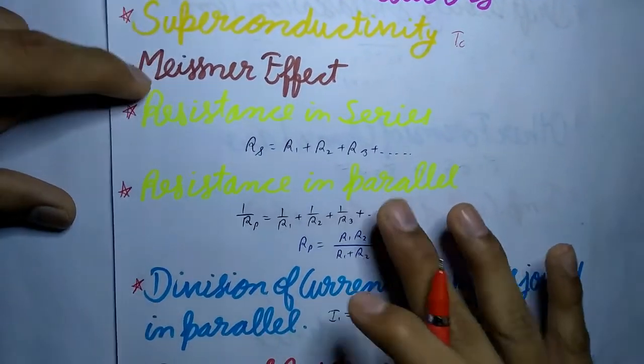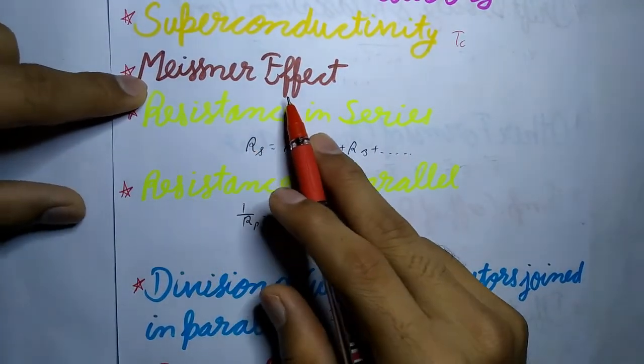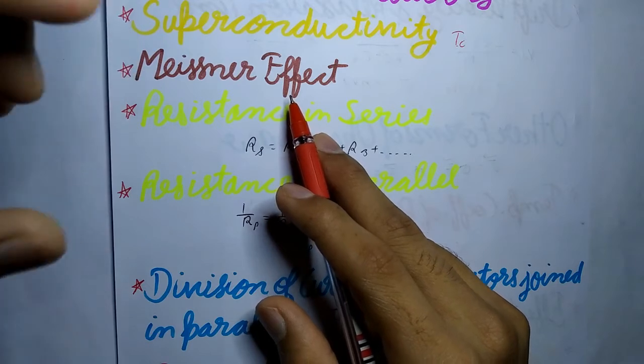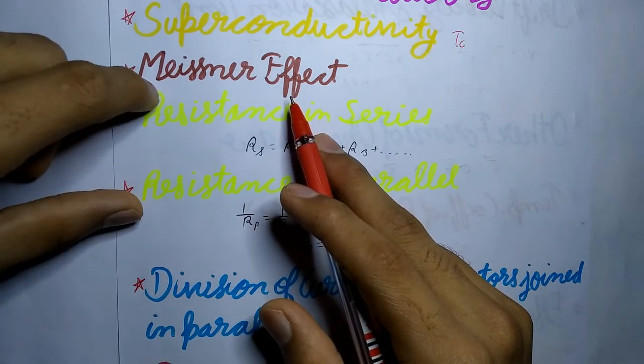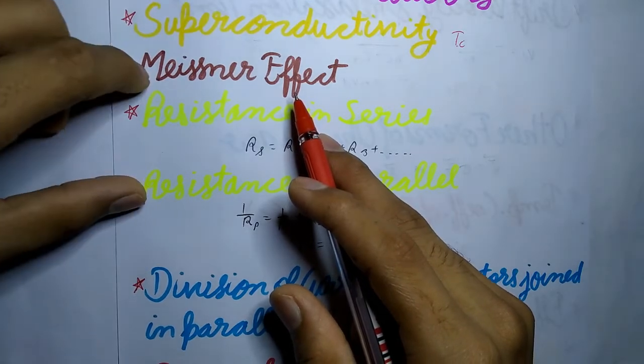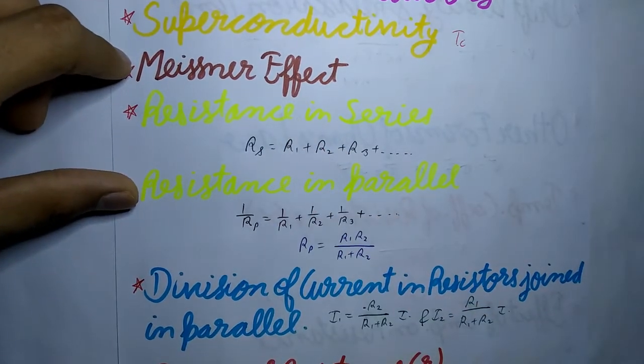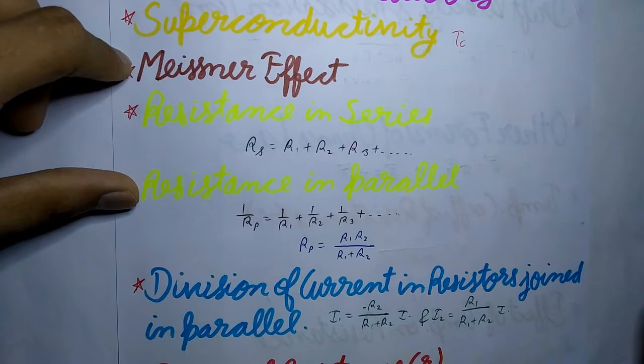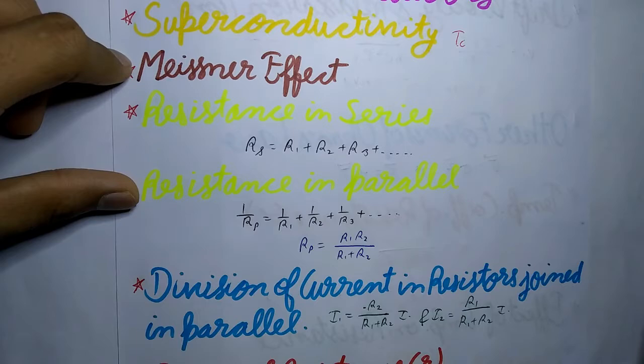Now next is the Meissner effect. The expulsion of magnetic flux from a superconducting material when it is cooled to a temperature below the critical temperature in a magnetic field is called the Meissner effect.